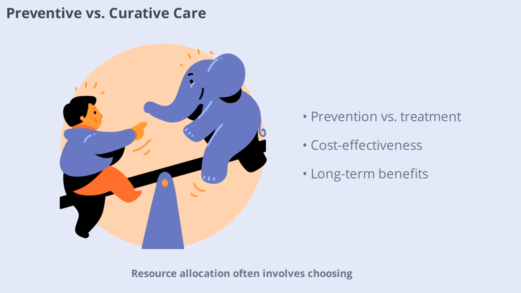Resource allocation often involves choosing between preventive and curative care. Preventive care, such as vaccinations and screenings, aims to stop diseases before they occur. Curative care treats illnesses after they develop. Health economics evaluates the cost-effectiveness of both approaches to determine the best use of resources. Investing in prevention can reduce long-term costs and improve population health.